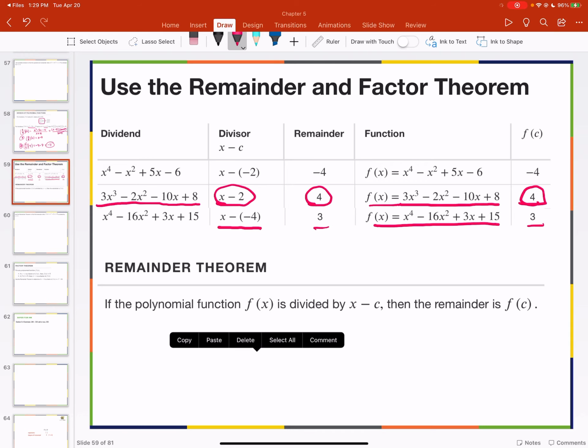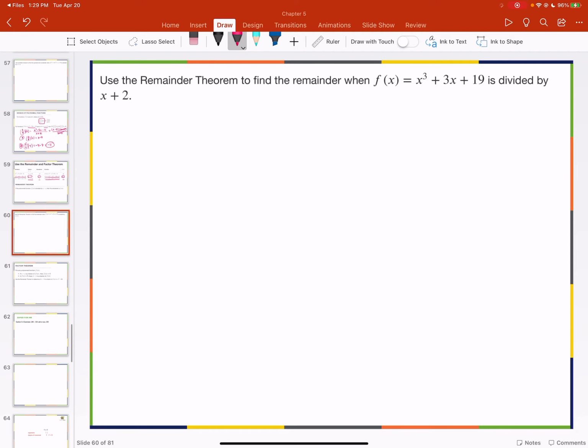So basically, the remainder theorem says that the remainder from dividing, synthetically or using long division, is the same value you would get if you inputted the value from x minus a. So let's show what I'm trying to say here. Use the remainder theorem to find the remainder when f of x is divided by x plus 2. The remainder theorem states this, okay? So if I divide this by x plus 2, let's show that using synthetic division first.